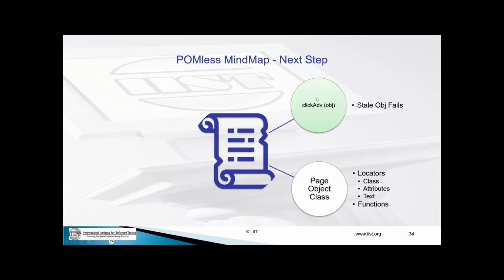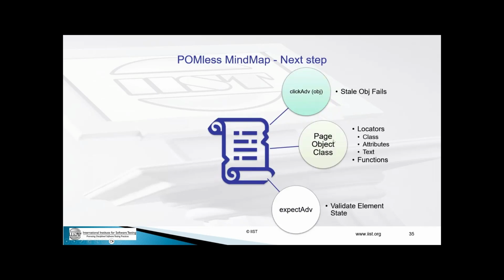So the point I'm trying to make is I just clicked on something, but the object was stale, and I went and found it. I can go find it by looking through the class, the attributes, or the text. And then, of course, inside the page object class, the locators have this. We could go and find a replacement for the element that we're looking for. And of course, our functions are calling these. Hopefully, all our functions are going to use click advance for this to find an alternate version.